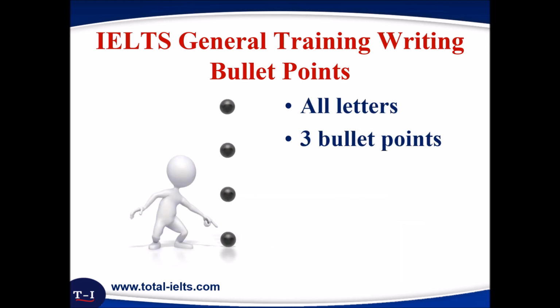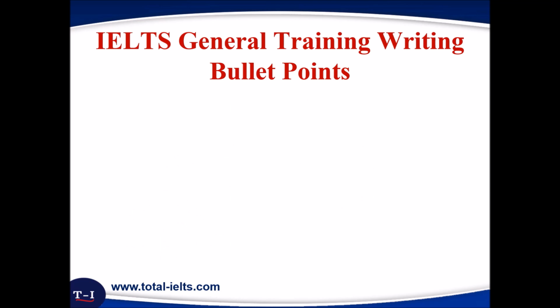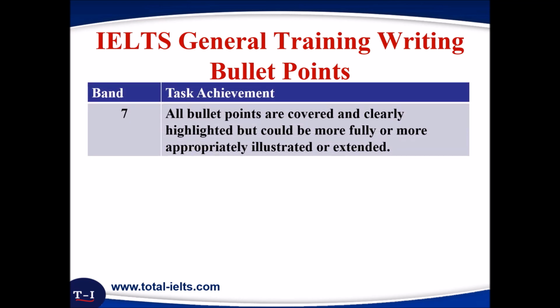All letters in General Training Writing have 3 bullet points. And these are the main content of your letter. The importance of these are all over the band descriptors. For a band 7 in task achievement, all bullet points are covered and clearly highlighted. That means all 3 bullet points. But it doesn't need to be 100% perfect, but could be more fully or appropriately illustrated or extended.